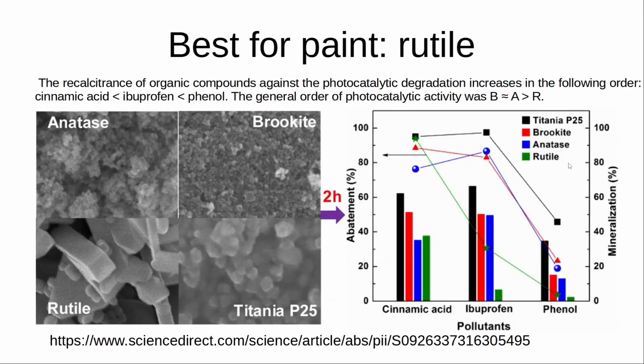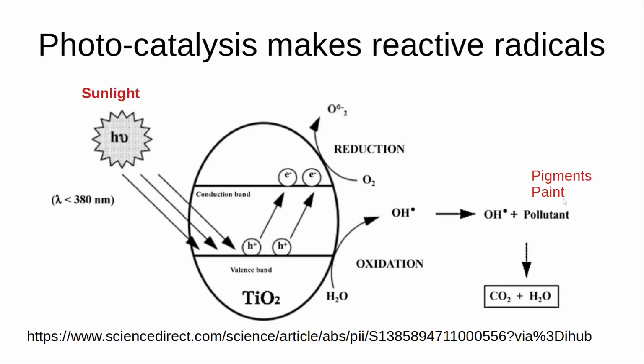So what to take out of this slide is rutile has got the lowest photocatalytic activity. But even though it's got the lowest photocatalytic activity relative to the other forms of titania, it still has some activity. So white paint will cause some photo degradation. So now, why are the different types of titania different?